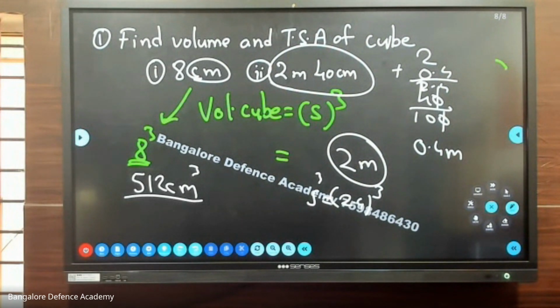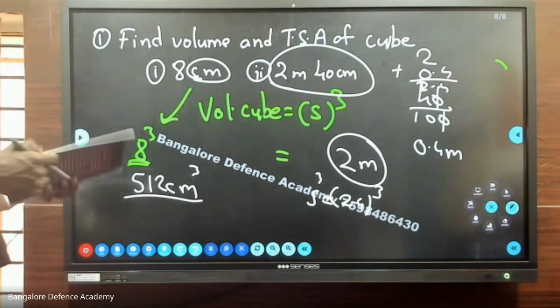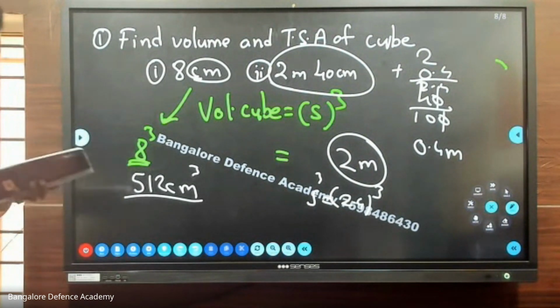Yes. 2.4 cube. Find out. 576 into 24, you do it, you get it. 13.82.